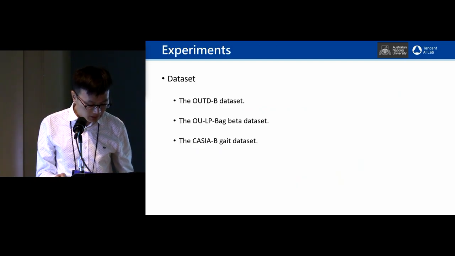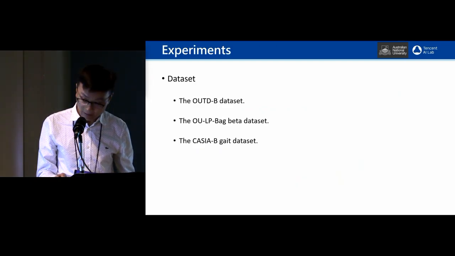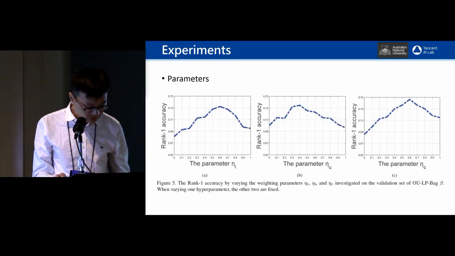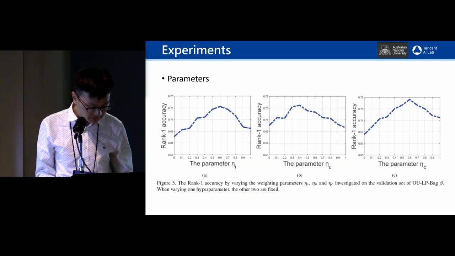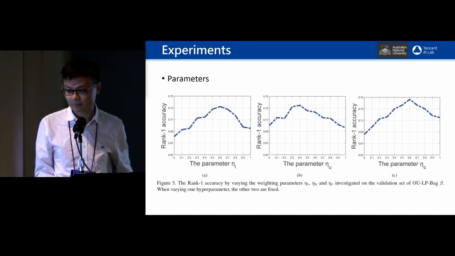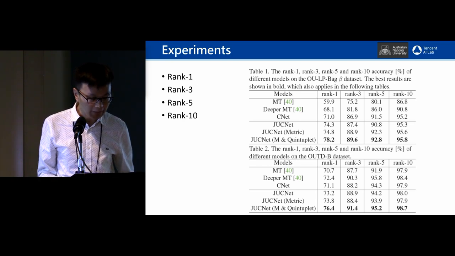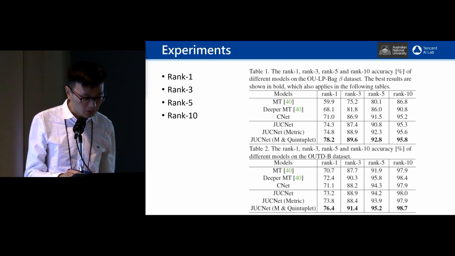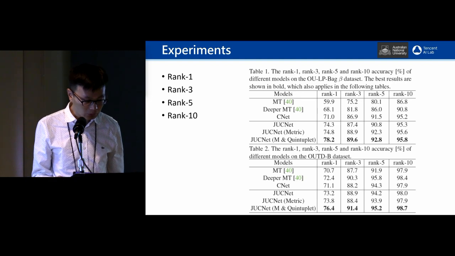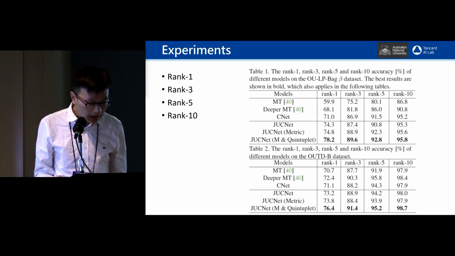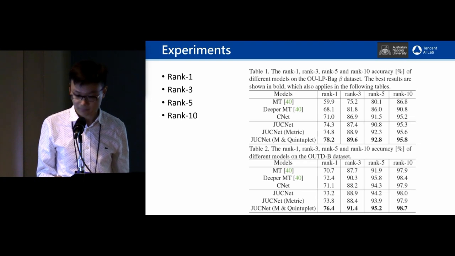We test them on three public data sets. The rank one accuracy by varying the weight parameters on the validation set is shown in this slide. Based on the figures, we set different parameters in our final training strategy. In order to show the effectiveness of GUCNet and the quintuplet loss function, we reported the results of different rank accuracies of six models on two data sets. This table shows that the GUCNet and the loss outperform the conventional models.